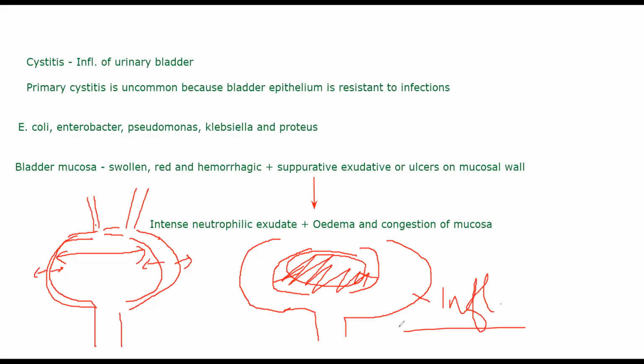Now, these are all the reactions that are occurring in acute cystitis, wherein the patient is having swelling, redness, hemorrhage, suppurative exudate, ulcers forming, and edema occurring, causing congestion. Okay. Now, what happens in chronic cystitis? See, let's suppose there are repeated attacks of acute cystitis. Repeated attacks of acute cystitis will lead to chronic cystitis.